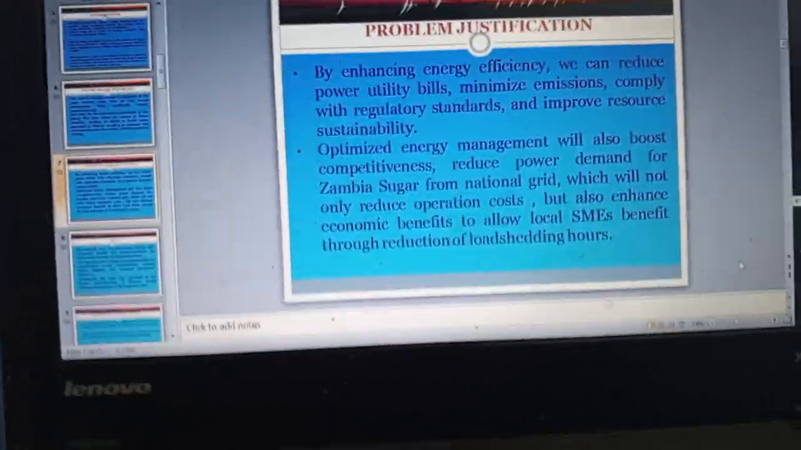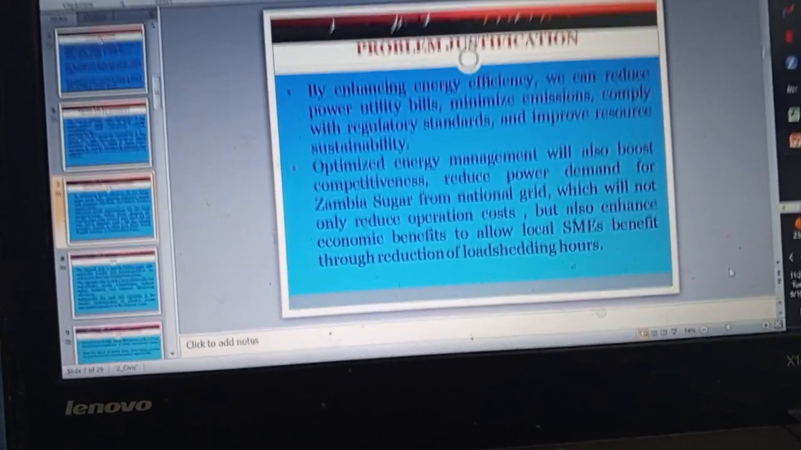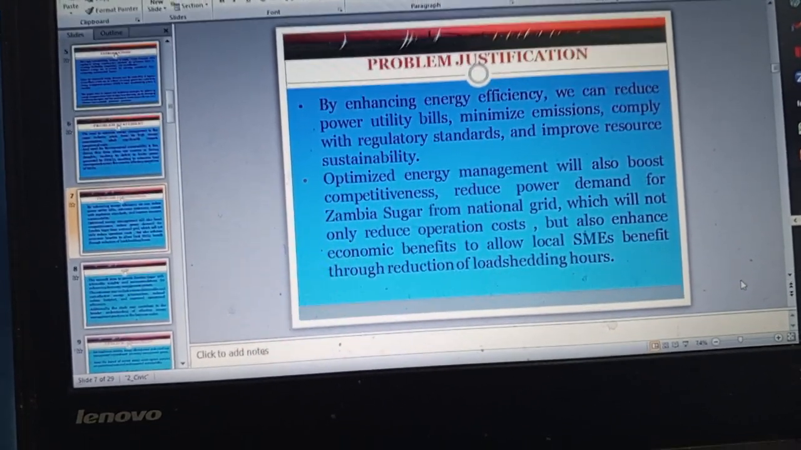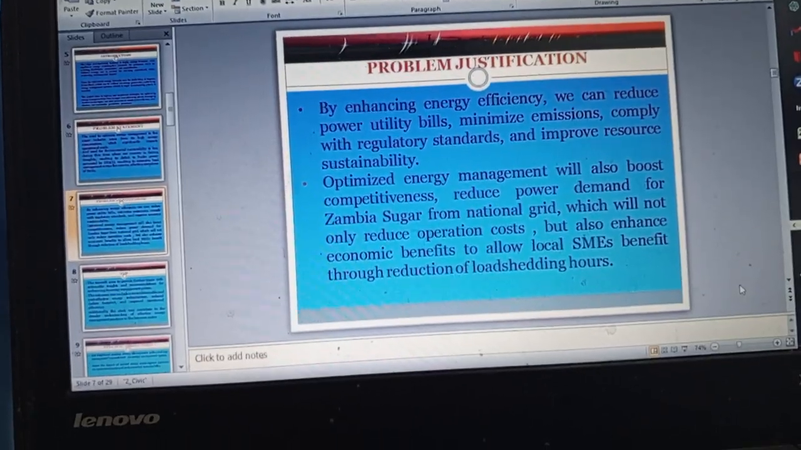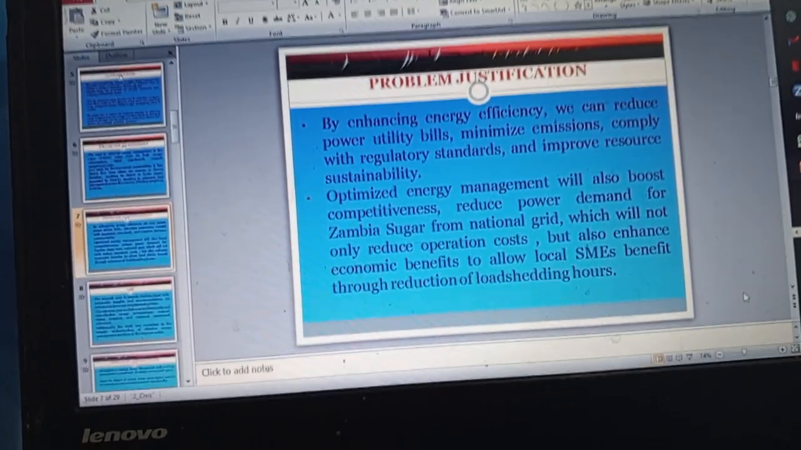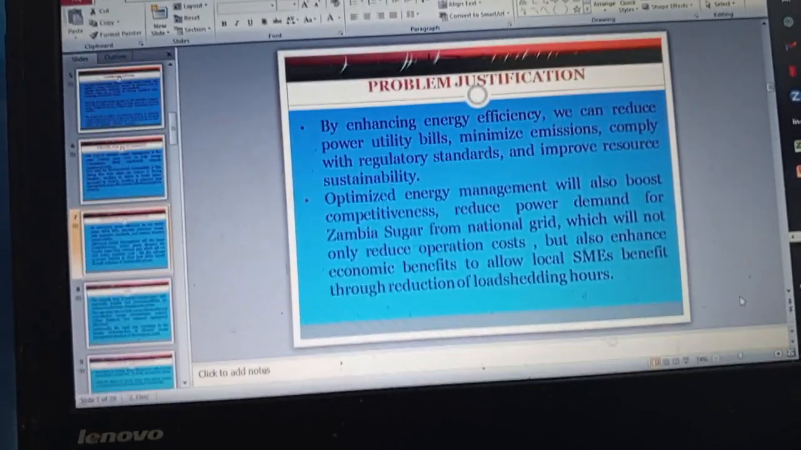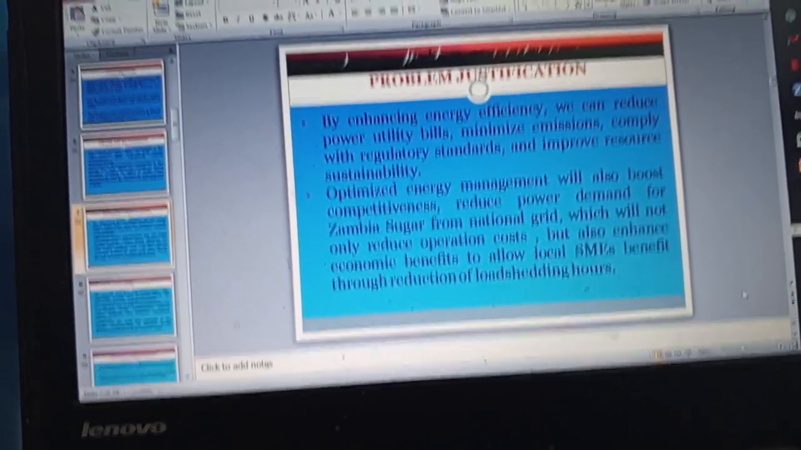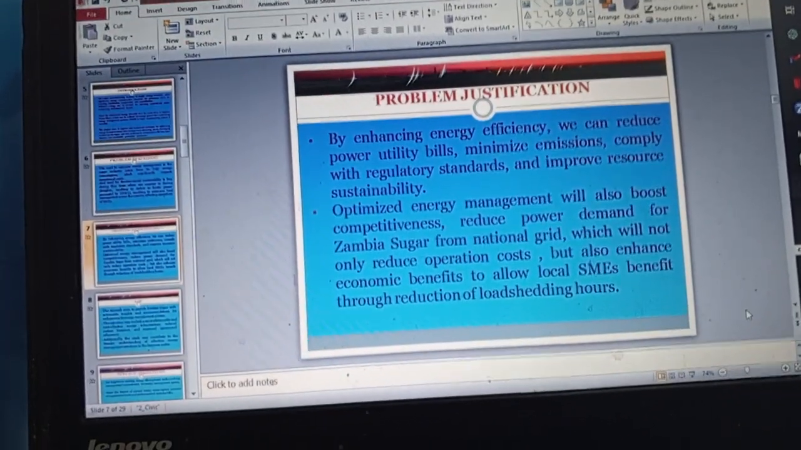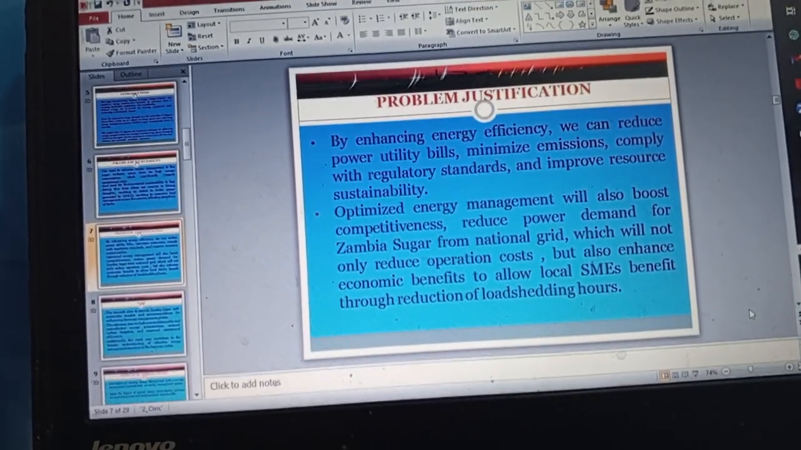Moving into the problem justification, by enhancing energy efficiency, we can reduce power utility bills, minimize emissions, comply with regulatory standards, and improve resource sustainability. An optimized energy management will also boost competitiveness and reduce power demand for Zambia Sugar from the national grid, which will not only reduce operational costs but also enhance economic benefits, allowing local SMEs to benefit through reduction of load shedding hours.